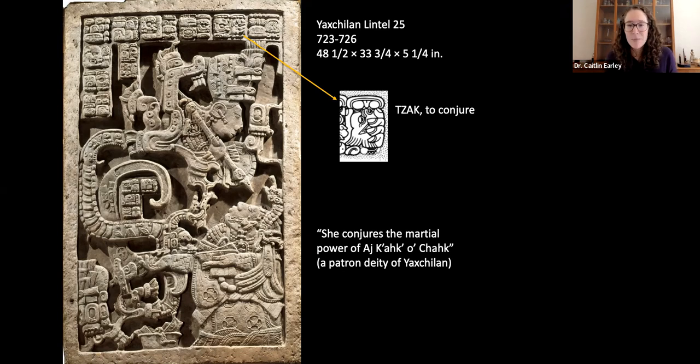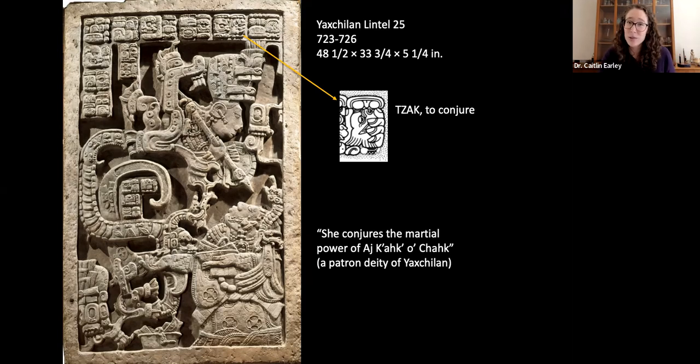So she is conjuring the martial power of Kak Ochak. Who is this? This is a patron deity of Yaxchilán. A patron deity is like a local god, a god who lives specifically at Yaxchilán, takes care of the Yaxchilán community, and in turn is cared for by the Yaxchilán community. So this is a local god. And what we're looking at here is Shield Jaguar himself appearing in the guise of this patron deity. This patron deity is associated with warfare.